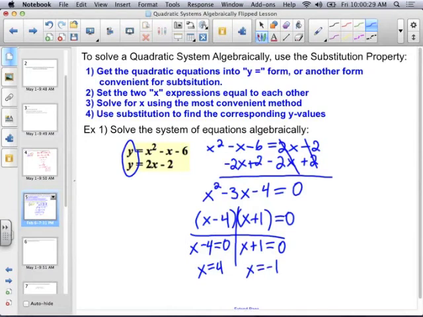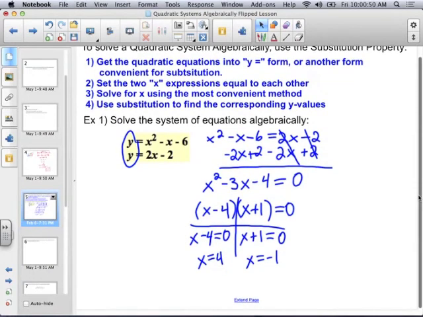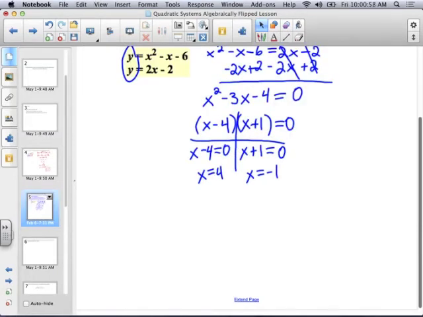Okay. So you'll notice this is a little different because I got two x values. So that means I am going to get two y values. So what I need to do now is choose either the top equation or the bottom equation to find the y values that correspond with each x. I think it's easier here to use the linear equation y equals 2x minus 2 because it involves less arithmetic when I substitute in. So what I would do to show the work is as follows. I would take the equation y equals 2x minus 2.